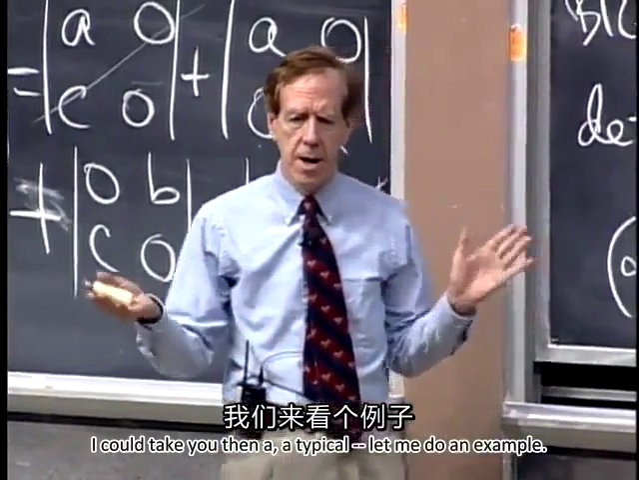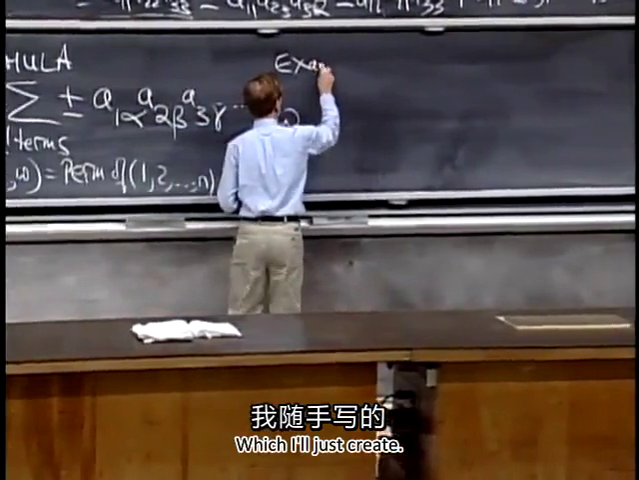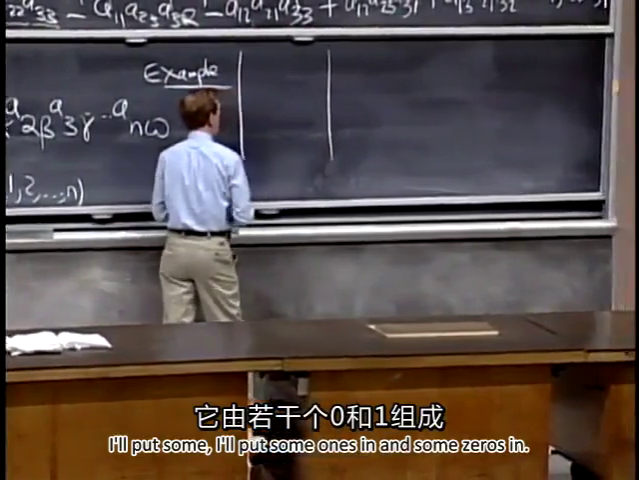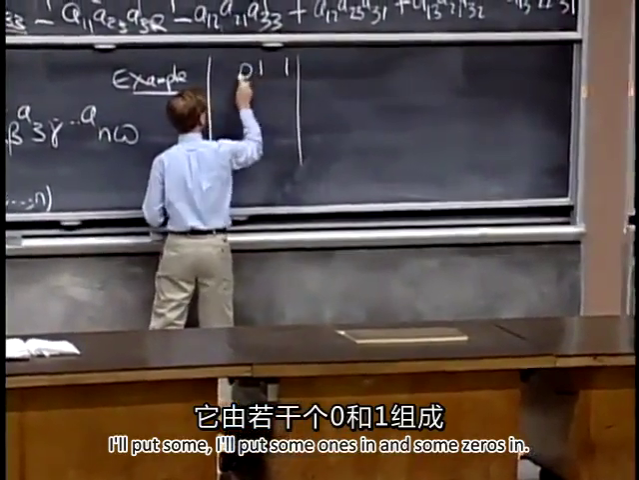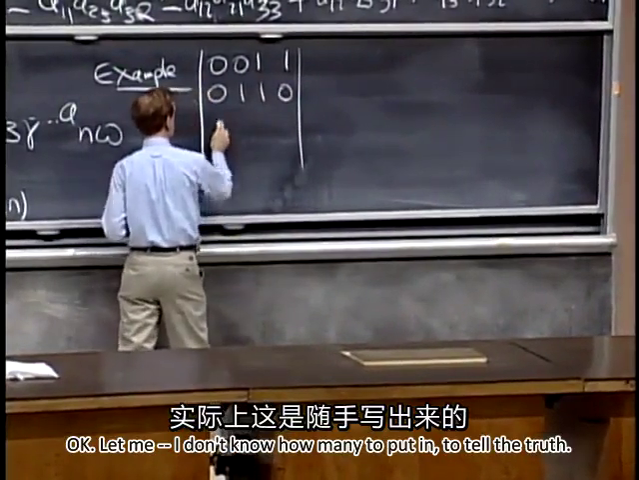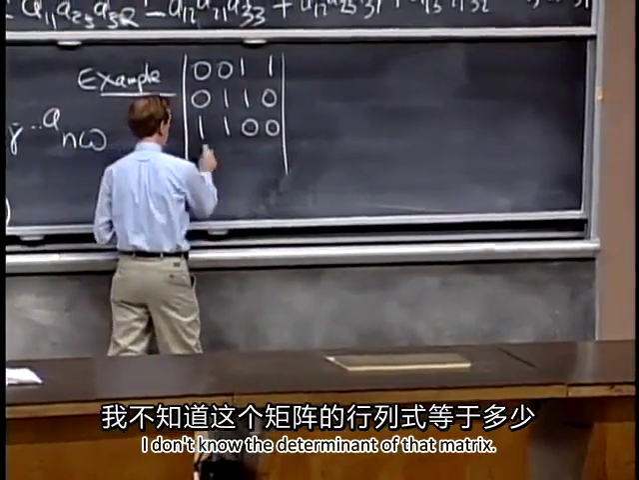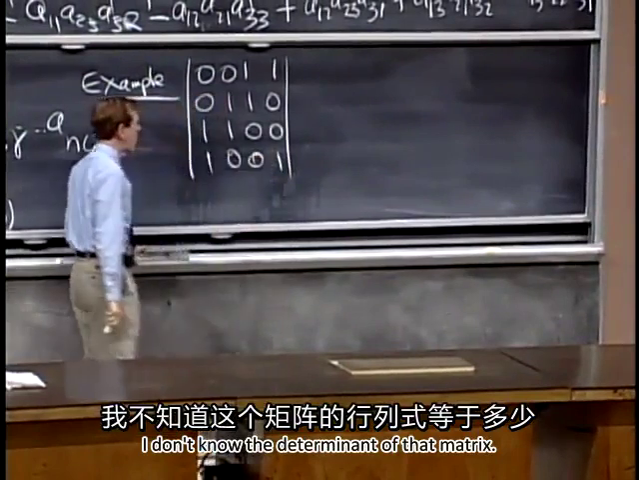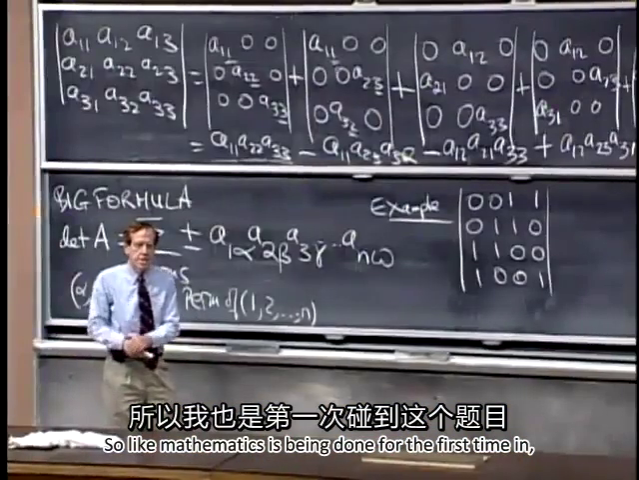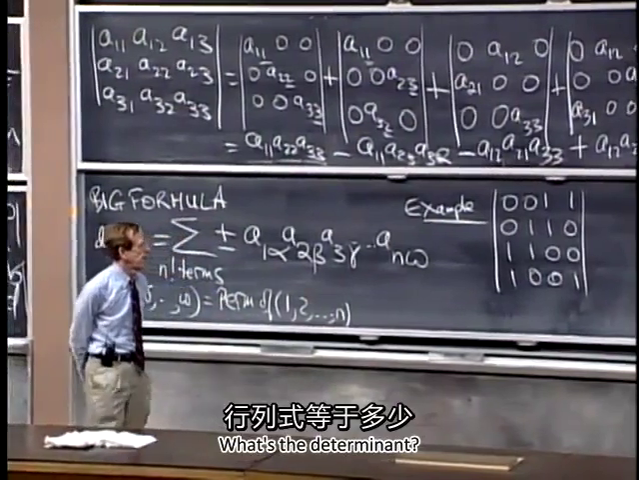I could take then a typical example, which I'll just create. I'll take a 4 by 4 matrix. I'll put some 1s in and some 0s in. Okay, I don't know how many to put in, to tell the truth. I've never done this before. I don't know the determinant of that matrix. So, mathematics is being done for the first time in front of your eyes. What's the determinant?